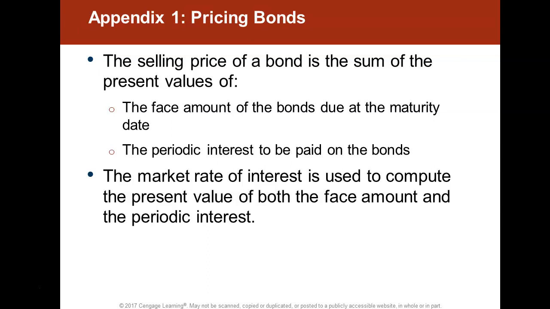But the market rate is going to be used to compute the present value on both the face and the periodic interest. So when you're looking at these bonds and you've got your interest dollar amount already computed, you're going to be using the market rate when you're looking at your table and calculating the price of the bonds.